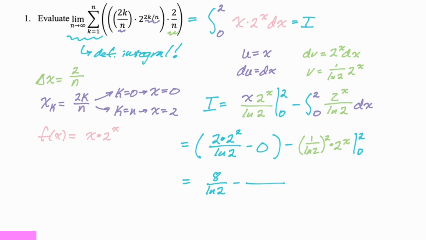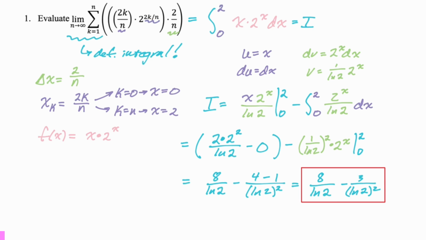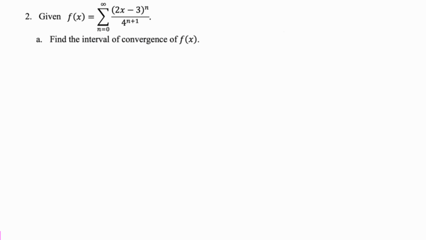Here, we're going to plug in 2, which gives us 2 squared, and then plug in 0, which gives us 2 to the 0, which is 1, and then over natural log of 2 squared. So I'm going to say my final answer: 8 over natural log of 2 minus 3 over natural log of 2 squared. There you go. All right, let's take a look at the next part.